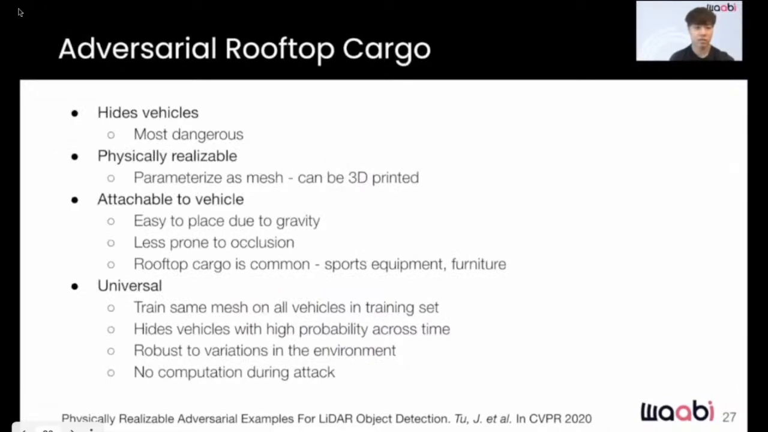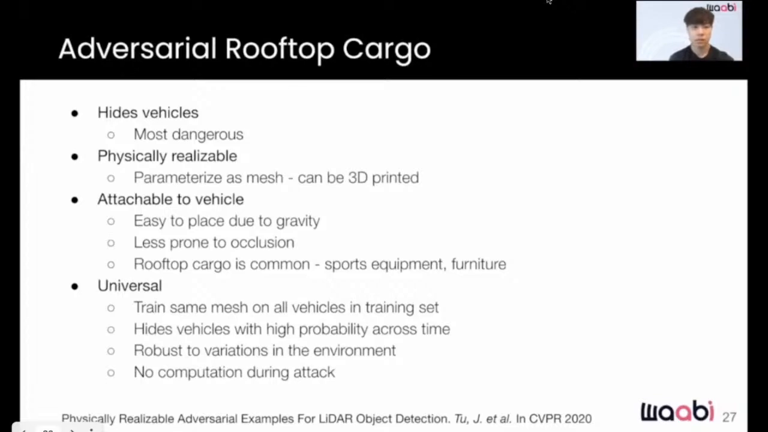To make the attack physically realizable, we parameterize the adversary as a 3D printable mesh. The mesh is placed on vehicle rooftops for several reasons. Easier to place due to gravity, less prone to occlusion, and it resembles realistic rooftop cargos like furniture and sports equipment that we might see in the real world. Finally, we aim to make the adversary universal, hiding vehicles across time and space with high confidence and making the adversary robust to other variations in the environment.